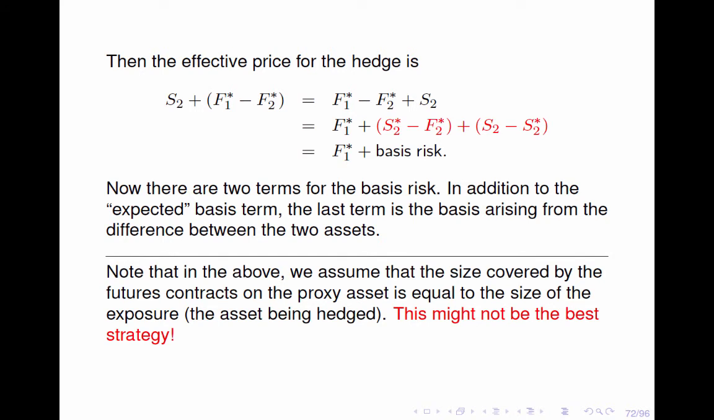Note that the above discussion is under the assumption that the size covered by the futures contracts on the proxy asset is equal to the size of the exposure. This might not be the best strategy. In the next lesson, we're going to introduce the minimum variance hedge, which is one of the simplest models that suggests an optimal size for the hedge that minimizes the risk.